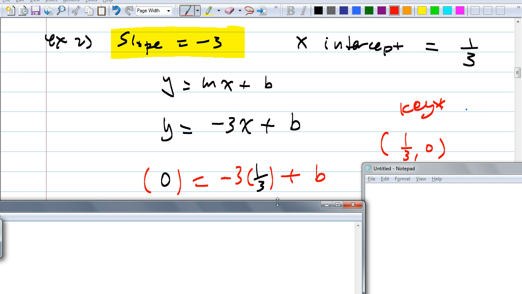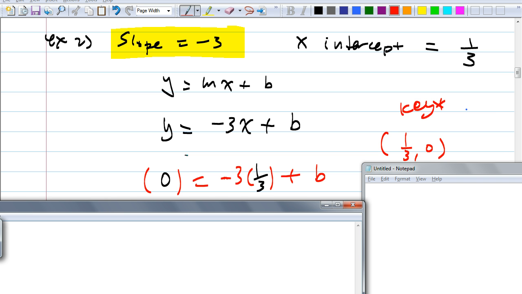Okay. Don't you get this? Right? What I'm trying to do is solve for b. But I know what x and y could be. I know one of my solutions, which is 1/3 and 0, correct? So all you have to do is plug it in and find the unknown, which is b.